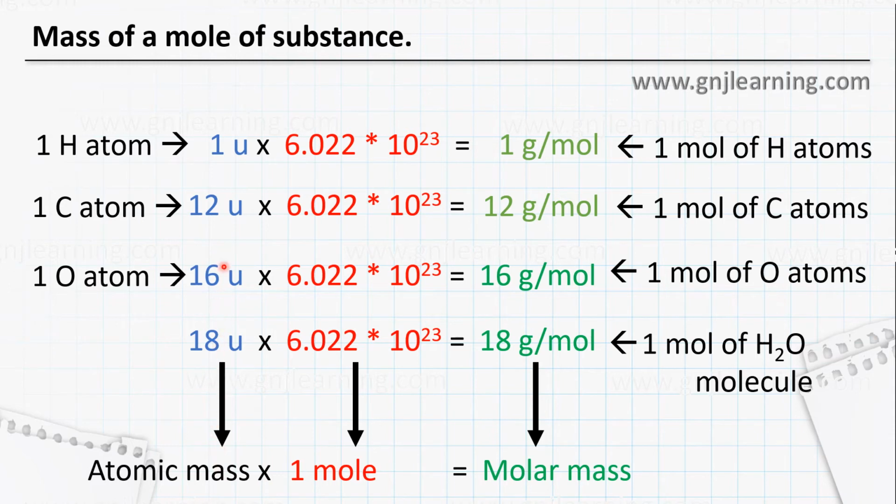You will have a mass in u, unified mass or atomic mass unit. You just express it in grams. Then it will be its molar mass. That means it contains 1 mole of that substance. In atomic mass, you will have only 1 particle, whereas in molar mass, you will have 1 mole of particles, and the difference between them is their unit. Here it is unified mass, here it is gram per mole. So that's the difference. Clear, I guess.